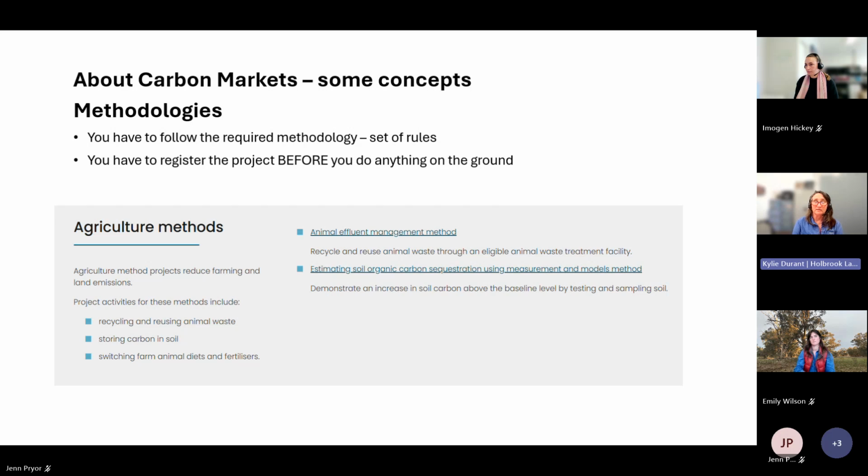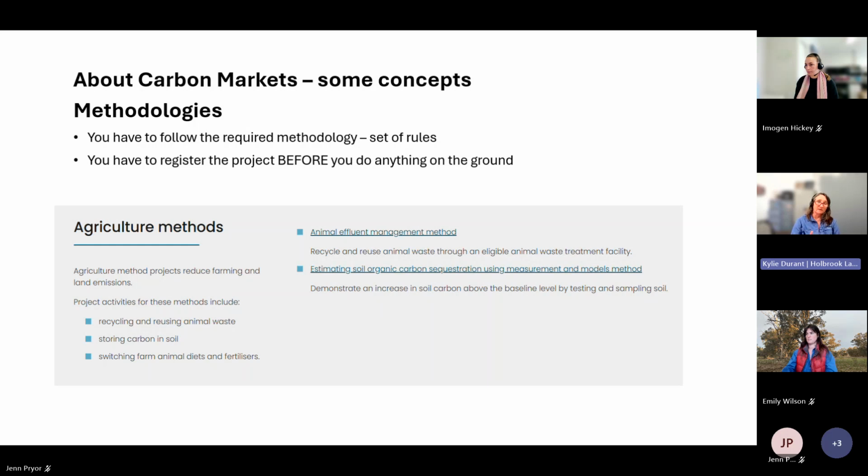Emily will go into this a bit more, but I just wanted to say, when I said it's not money for nothing and that there is change required, the change has to run with a methodology. So there are a set of rules around your project, and carbon markets have a concept called additionality. Inherent in the legislation is that they will not pay for something that was going to happen anyway, so there has to be some sort of change of management. And I think that's really important to realise. You're not going to get paid for something that you have done, or that is just business as usual.